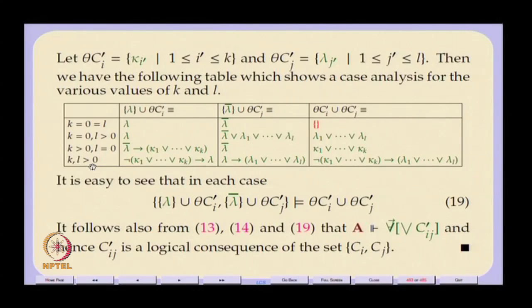And when both k and L are non-zero, I prefer to write it this way. Again I have lambda or kappa 1 or dot dot dot kappa k, but that is logically equivalent to taking the negation of kappa 1 or dot dot dot kappa k arrow lambda, and this is lambda bar or lambda 1 or lambda L, but then that is the same as lambda arrow this, and then we have the transitivity property of the arrow, which allows us to essentially claim this. So, this is logically valid and it remains logically valid even when it is universally closed, and therefore it preserves logical validity.